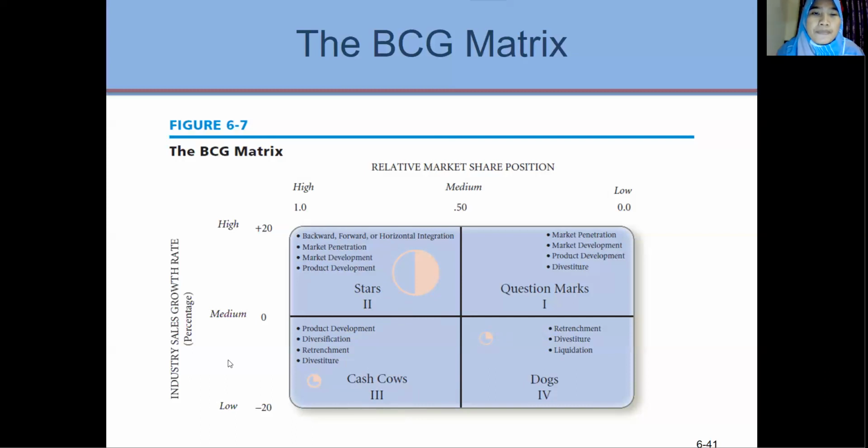Okay, like star, ada backward, forward, horizontal integration, market penetration, market development dengan product development. Okay, while cash cow ada product development, diversification, retrenchment dengan divestiture. And also question mark ada market penetration, market development, product development and divestiture. And retrenchment ada 3 benda ni lah yang tu.